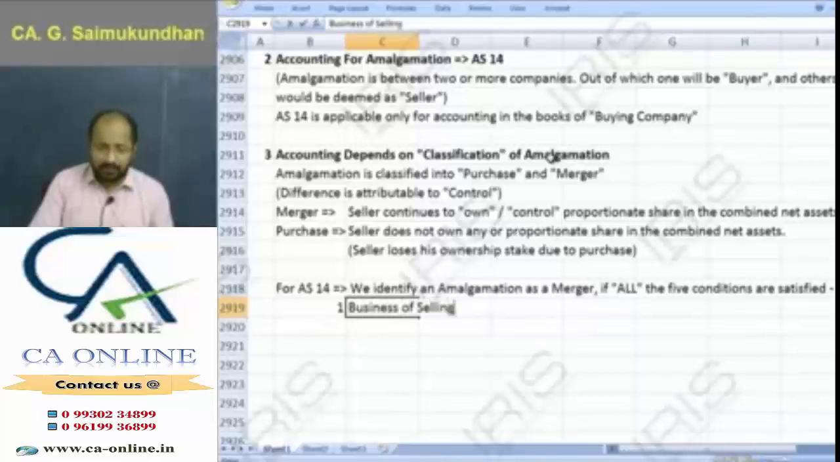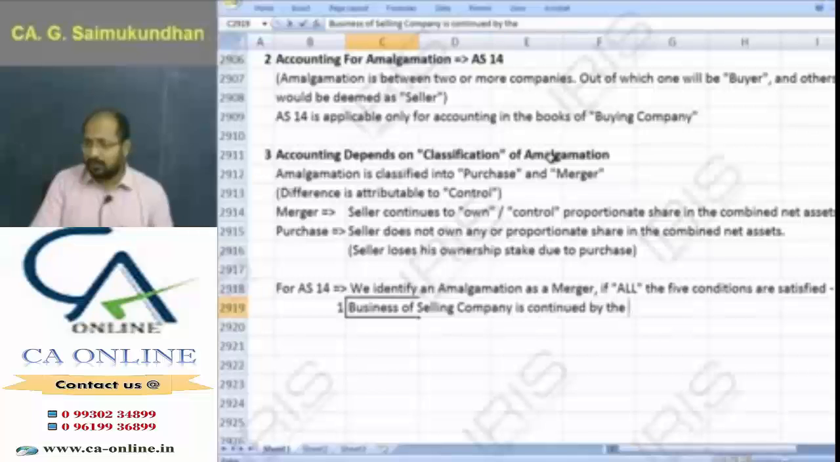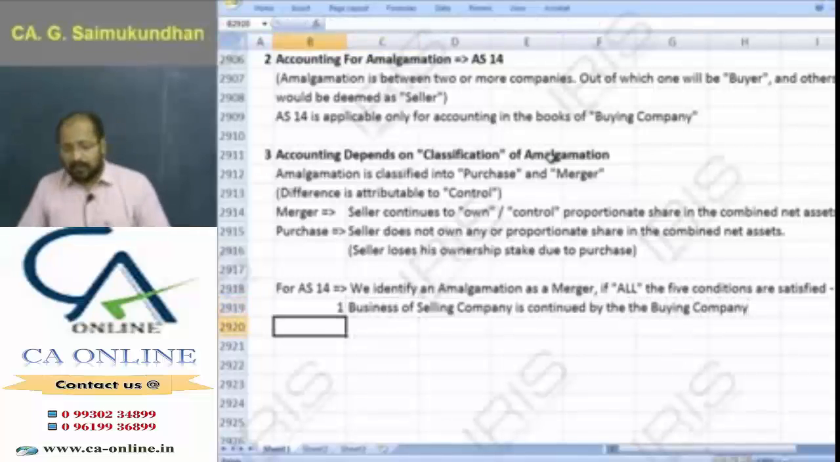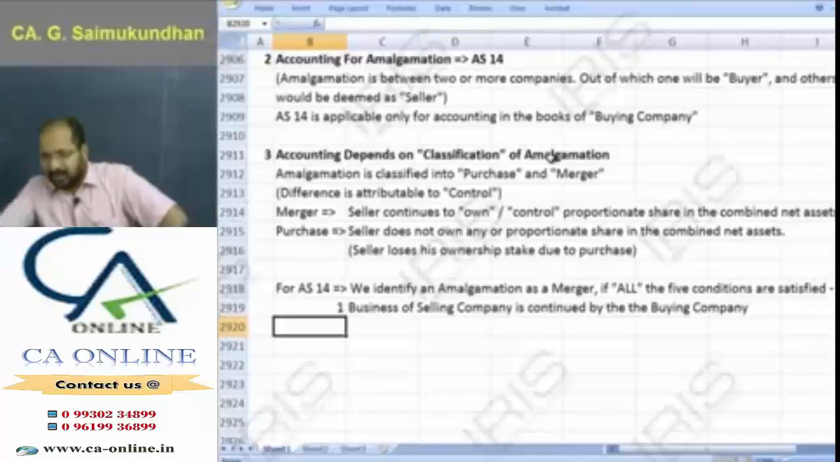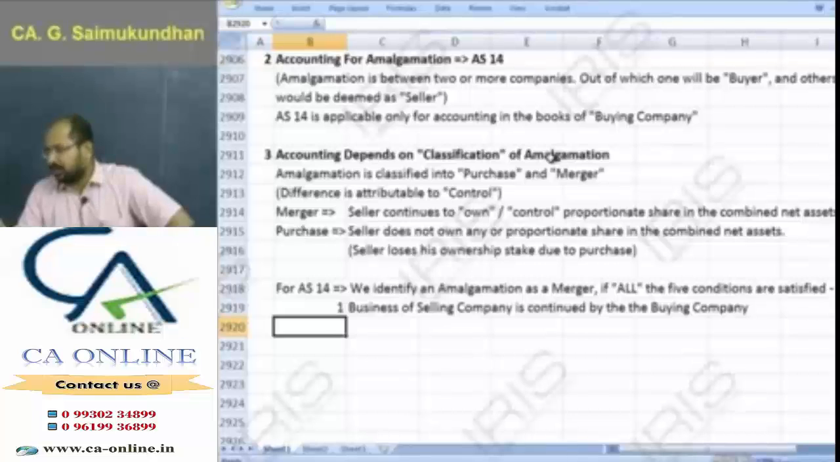Business of selling company is continued by buying company. After taking over the business of seller, the buyer should continue to do that particular business. If the buyer does not do that particular business, and is purchasing the assets and liabilities but doing a different business, we will not call that a merger at all.